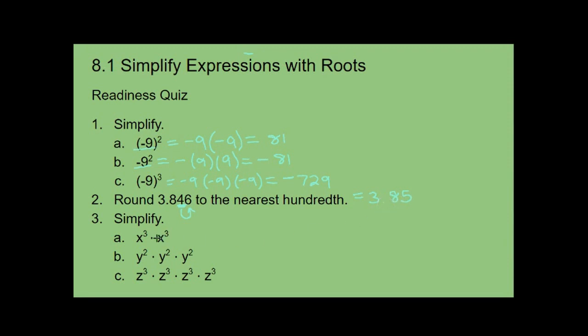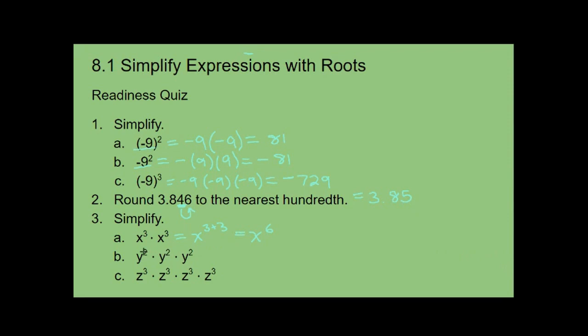Okay, and simplify. X to the third times x to the third. Think back to when you learned about the principles of powers. X to the third times x to the third is equal to x to the third plus 3. Remember, when you're multiplying like bases with exponents, you add the exponents. You're multiplying these, but you add the exponents here. So this is equal to x to the 6th.